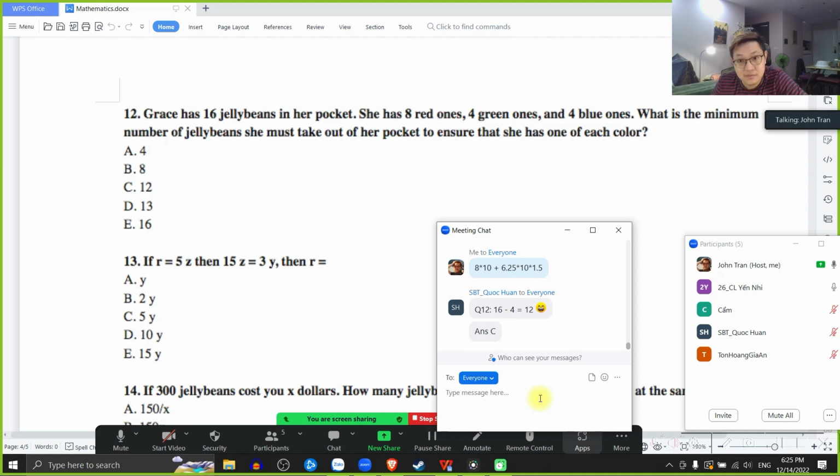Why is it 12? If you take like 12, there will be a case when there are like 4 green ones or 4 blue ones left, right? Nếu mình lấy ra 12 cái hạt đậu trong tổng số 16 cái, thì nó có cái trường hợp là nó sẽ ra được là 4 cái hạt màu green hoặc là 4 hạt blue còn lại. Tức nó không thỏa điều kiện này. So, I don't think 12 is the right number. It's not 12.